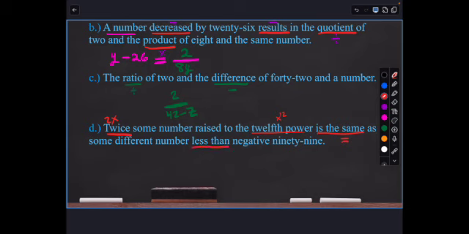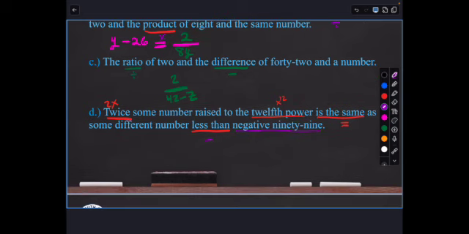So this is a different number. Less than, this is one you need to be careful on. Less than, so we're taking this number away from negative 99. Okay? So, here's what we have. Twice some number. Let's say twice a. It's some number, it's a variable, raised to the 12th power. Twice some number raised to the 12th power.